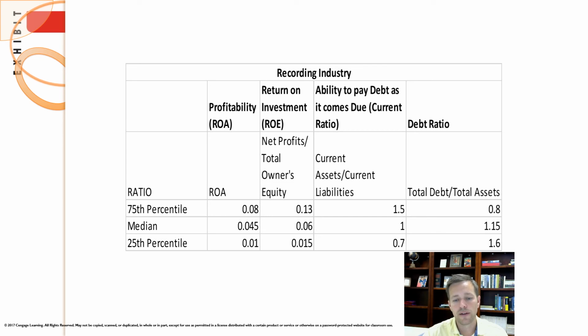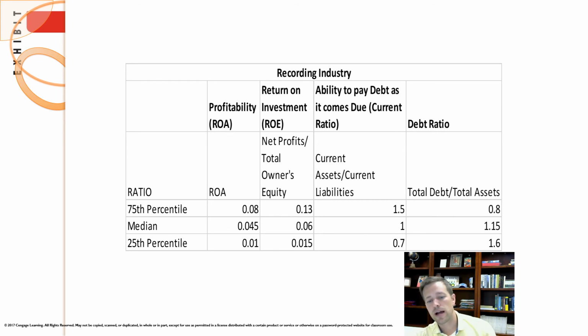I went online and found some numbers from a few years ago in the recording industry for 4 of the ratios that we're talking about: ROA, ROE, current ratio, and debt ratio. And I've got those listed on this slide. I've got the 75th percentile, the median, and the 25th percentile.